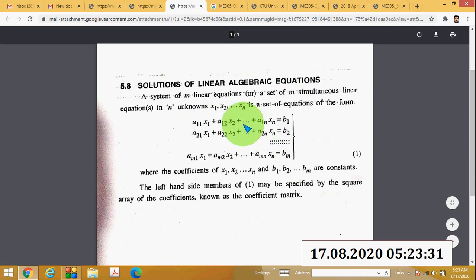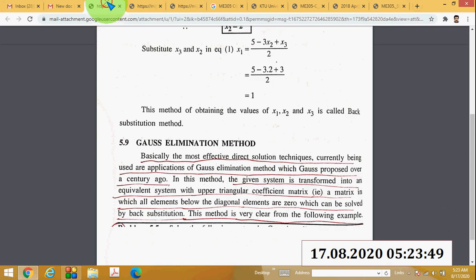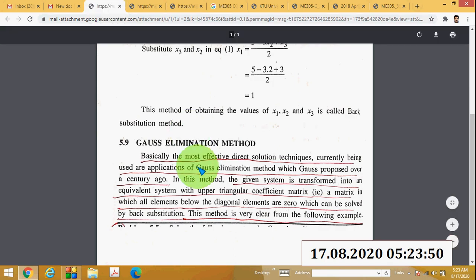Here you can see these are the linear algebraic equations: a11 x1 plus a12 x2 etc. This is the first equation. a21 x1 plus a22 x2 plus etc. This is the second equation, etc. So these are the system of m linear equations. This is the most effective direct solution technique, currently being used, which Gauss proposed over a century ago.